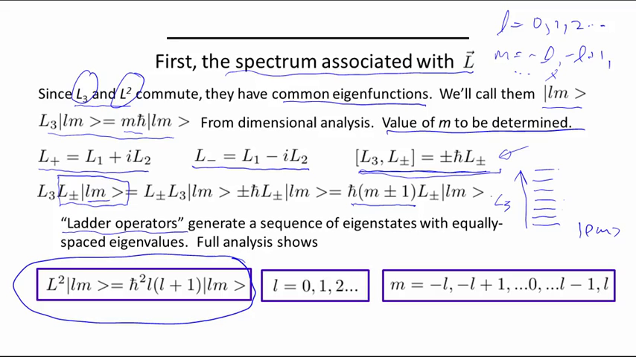So this is an example of a ladder operator. It's somewhat analogous to the creation and annihilation operator. It generates a sequence of eigenstates with equally spaced eigenvalues.